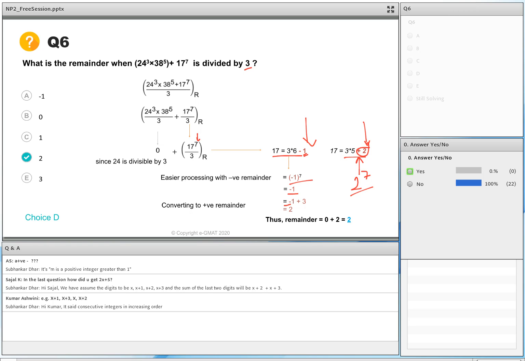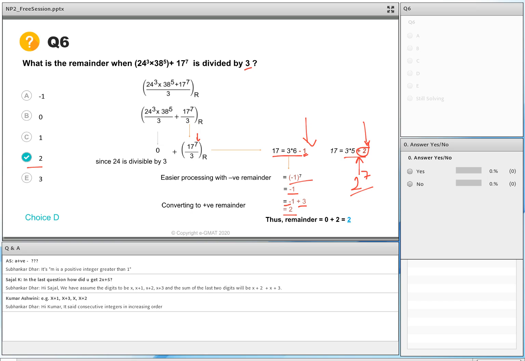How do I do that? Again, by the same formula that we have learned. The value of the negative remainder plus the divisor would give me the positive remainder. So I add a 3 here. I get the value to be equal to 2. And that is the reason I marked option D.